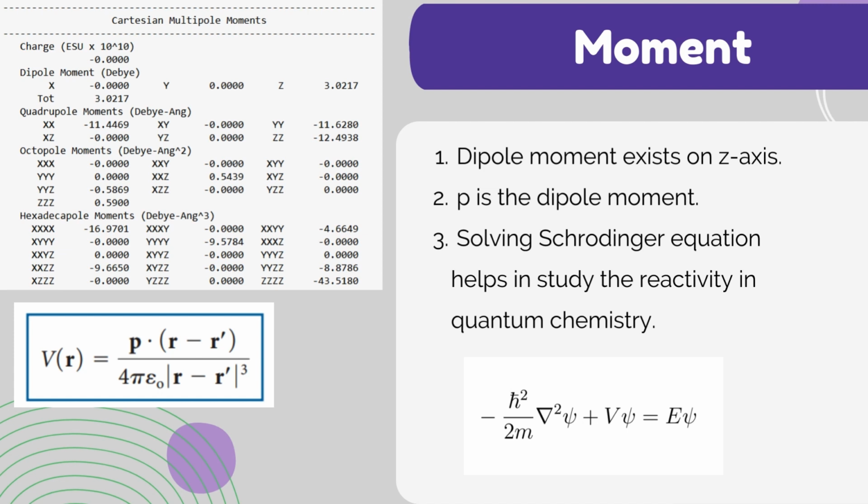The Schrödinger equation is given by negative h bar squared over 2m, Laplace operator squared, phi, plus V phi, equal to E phi. What we want to know here is actually the E, the energy. Energy helps us to study the reactivity of CH2O.